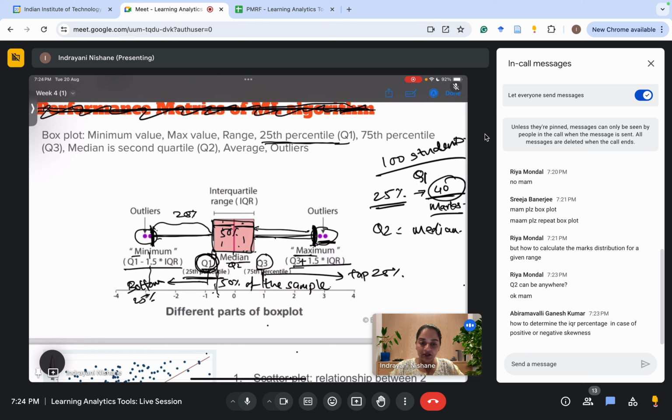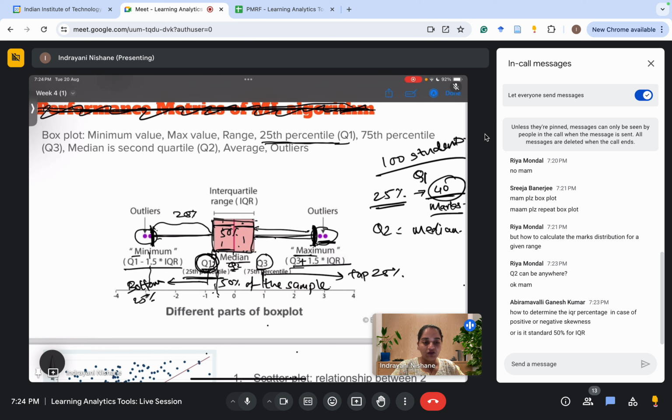So it may happen that the 25 students have all scored somewhere between 50 to 60, so the difference between Q1 and Q2 becomes just 10. And then the next 25% would be between 60 to 80, so the difference between Q2 and Q3 is 20. So if that box is between 50 and 80, then the Q2 value will not be in the middle, right?